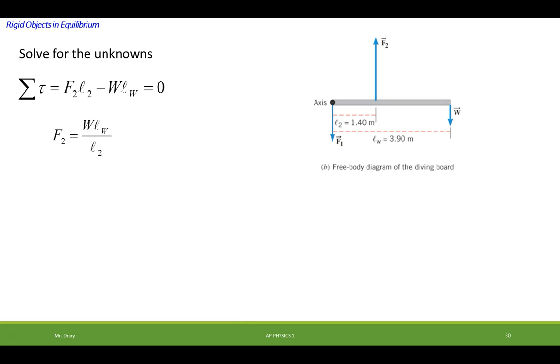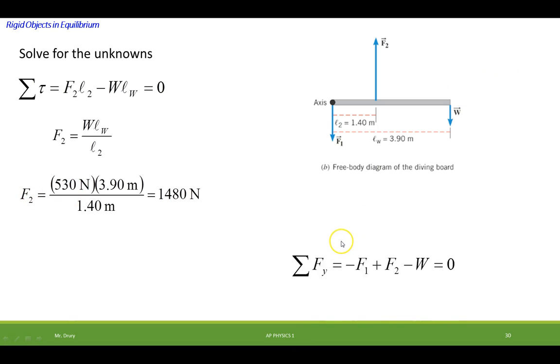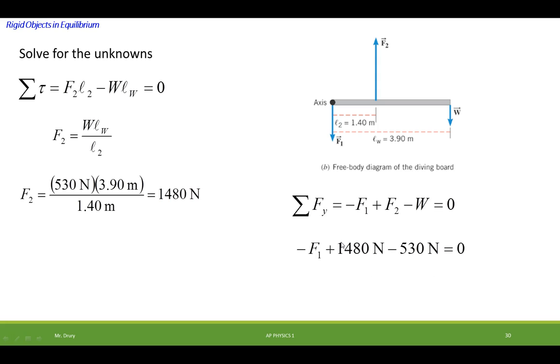So now I'm going to solve for F2. I put the numbers in and I obtain this number. So that's how much F2 has to push up with. So now once I know F2, I already know the weight. I can go back to my original equation and solve for F1. And it comes out to be 950 newtons. Okay, let's try another example.